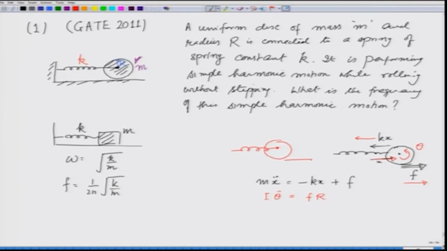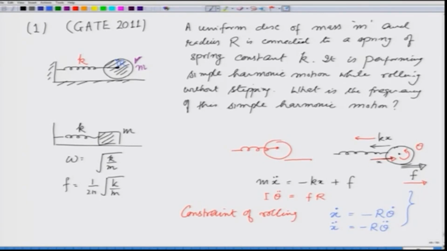And when the disk is rotating counterclockwise, x dot, that is the velocity, if it is to roll, is going to be negative. So, the constraint of rolling gives me x dot is equal to minus r theta dot, or x double dot is equal to minus r theta double dot. So, I have these three equations now, and I can solve, eliminate for a frictional force F and theta and get the equation for x double dot, and that will give me the oscillation frequency.